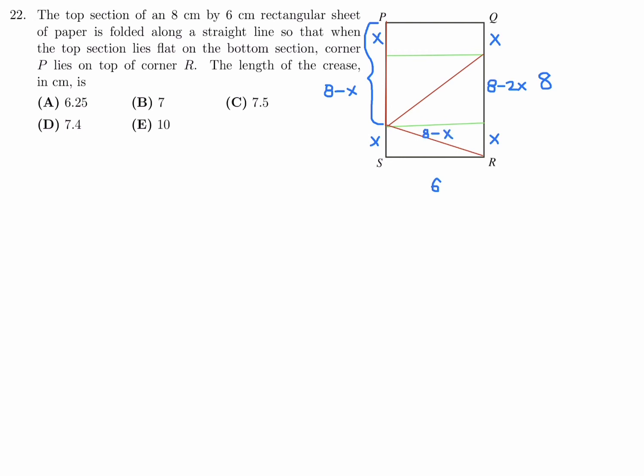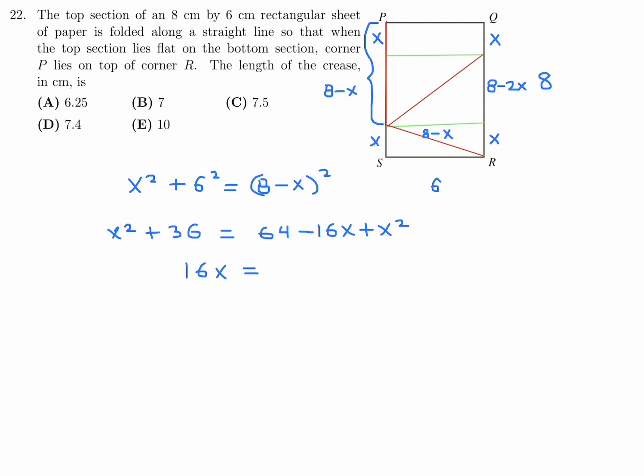So now we've got two Pythagorean relationships, and off we go. So the first one is this guy right here. That one gives me x squared plus 6 squared is equal to (8 minus x) squared. And that's going to be 64 minus 16x plus x squared is x squared plus 36. The x squareds cancel, which is very good. That's 16x, and then 64 minus 36 is 28, and therefore x will be 28 divided by 16, which is 1.75. Okay, pretty good number.